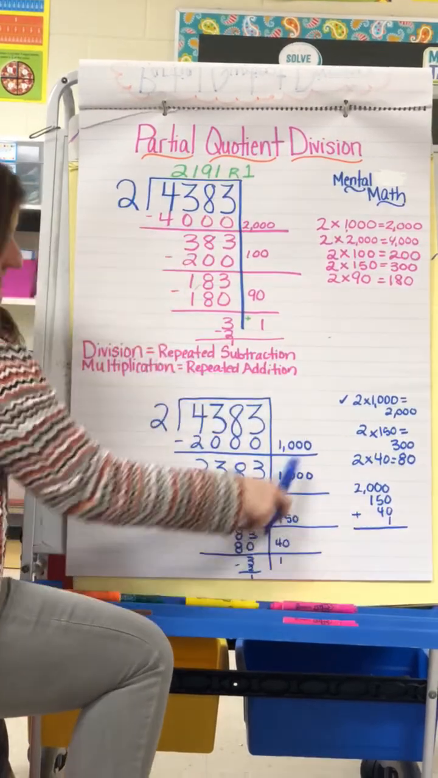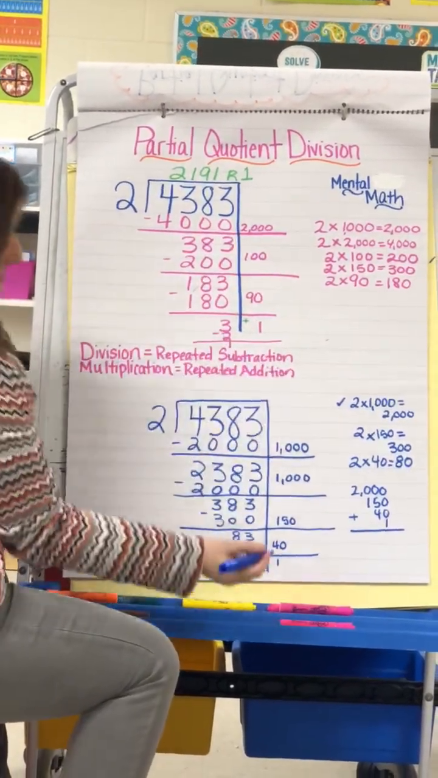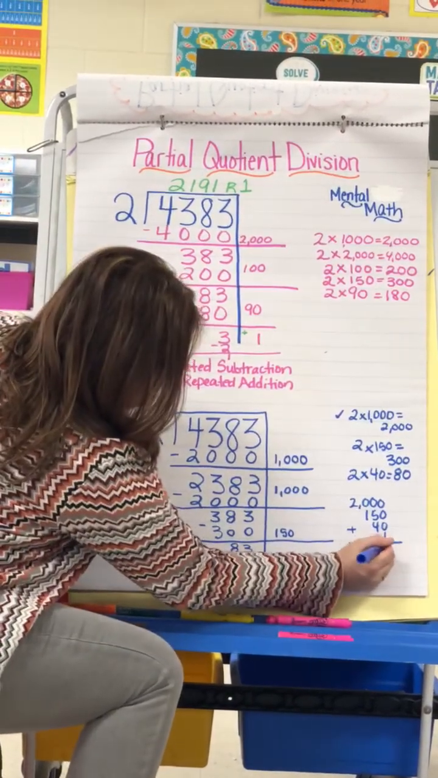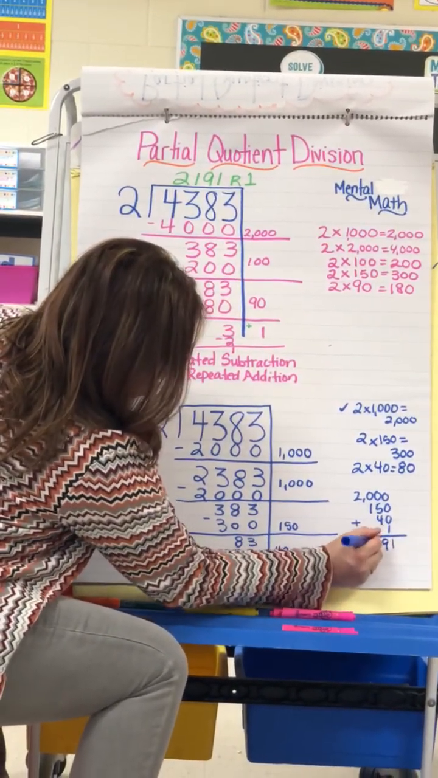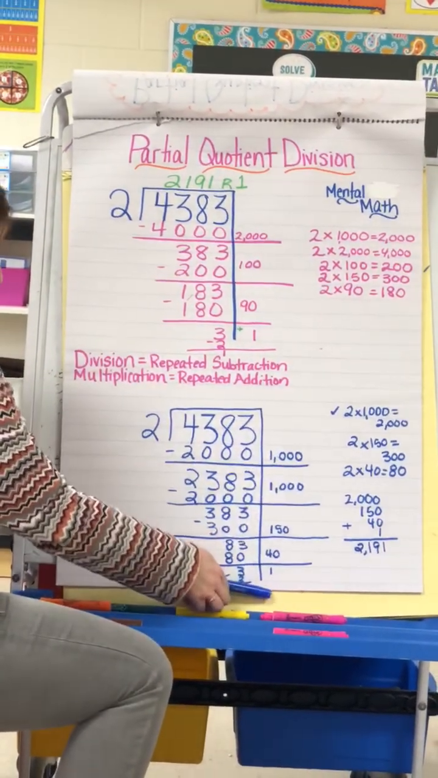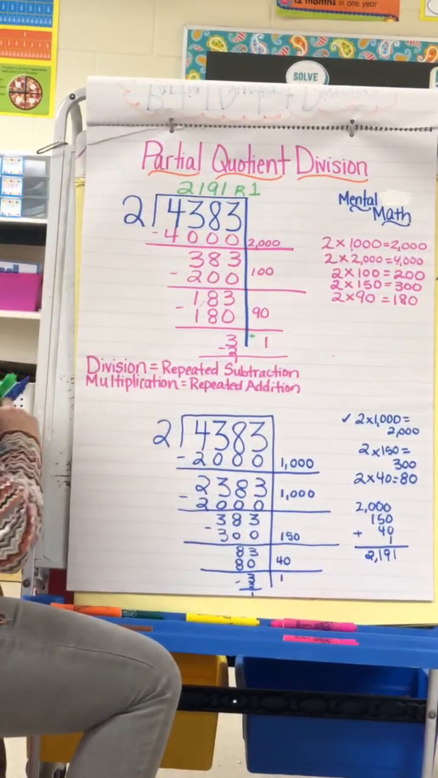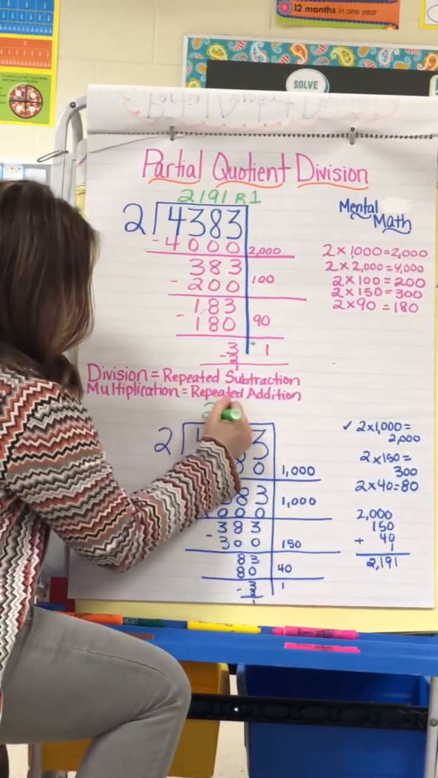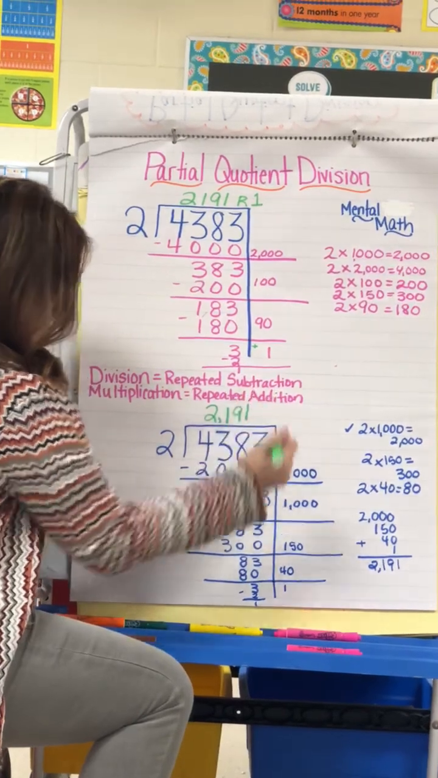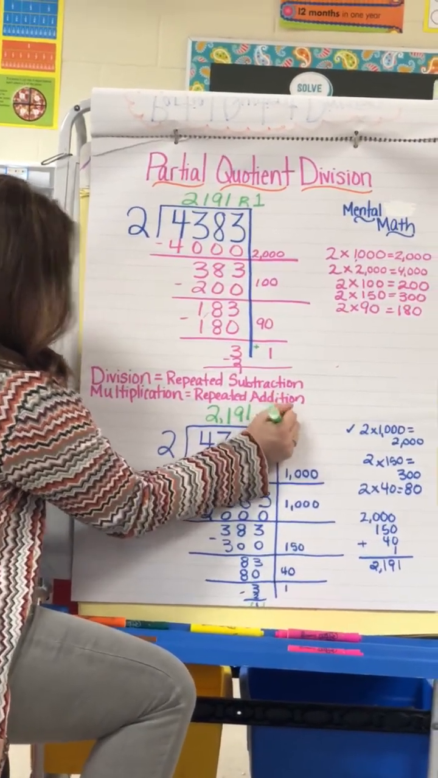And sometimes they have to line it up to add it up, and then sometimes the numbers are just easy and they can see it. It really just depends on the kid. We've got the same quotient in the end. These were our partial quotients. And we add them all up to get our final answer, 2,191. And then we have to make sure we bring in our remainder, which is 1.